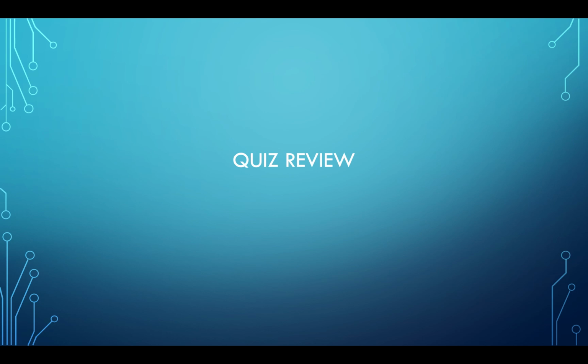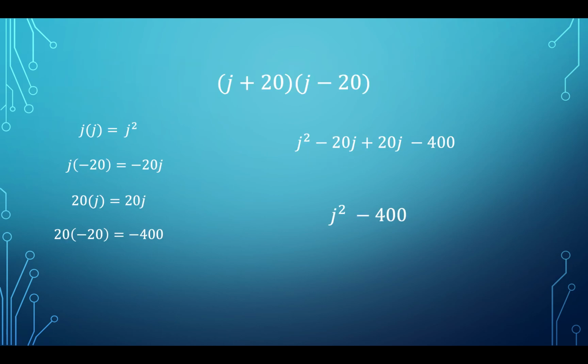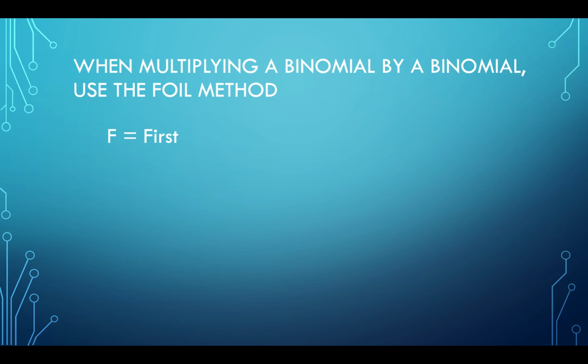So now we're going to do our quiz review. It's on Chapter 8, Section 3 and Section 4. When we're multiplying a binomial by a binomial, we're going to use the FOIL method. So this right here is binomial times binomial. If you have two terms times two terms, we're going to go ahead and use FOIL. FOIL, once again, stands for first, outer, inner, last.